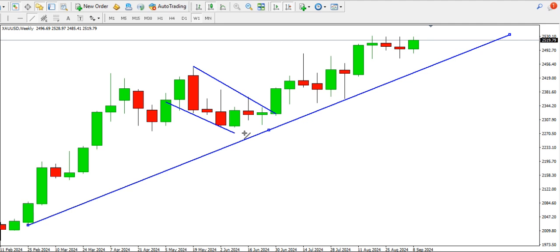Okay, this is the flag. This is the flag breakout. There's a flag here, and this is the flag breakout around here. This is also another flag, and this is the breakout around here. And for the recent couple of weeks, this is the flag, and this is the flag breakout.